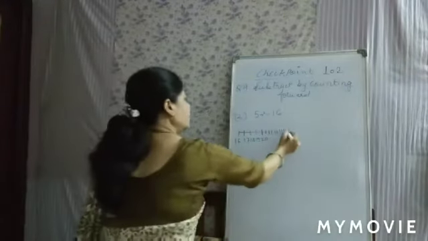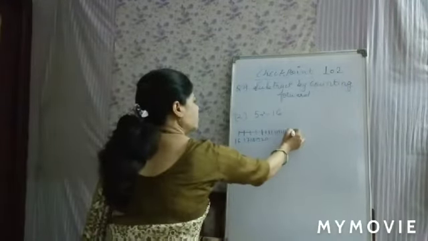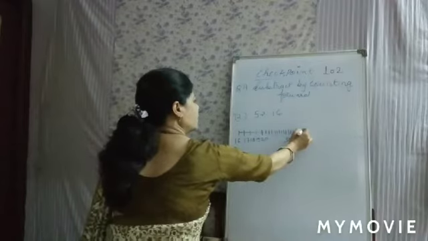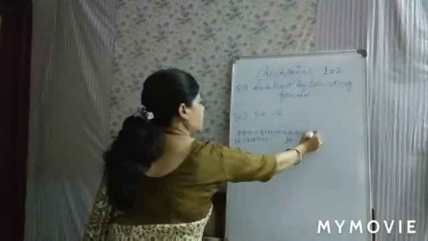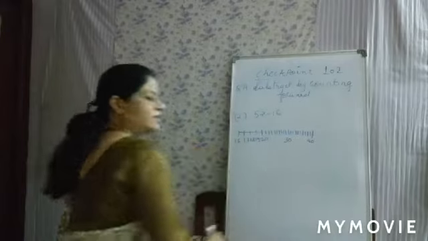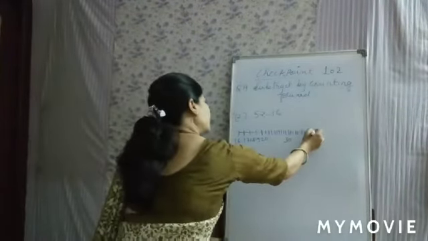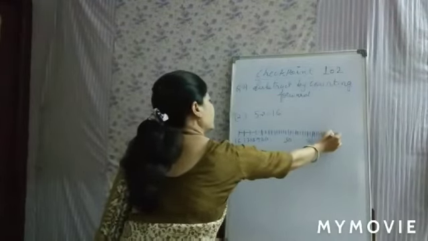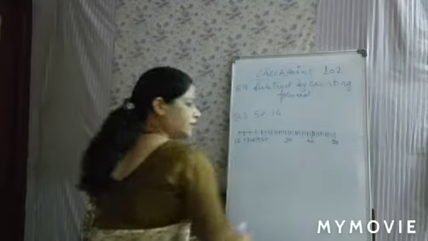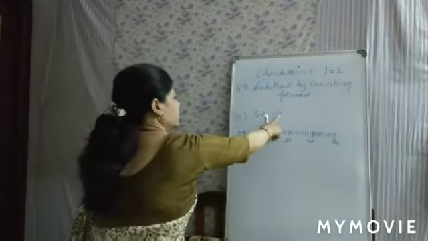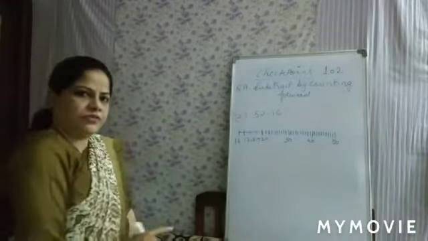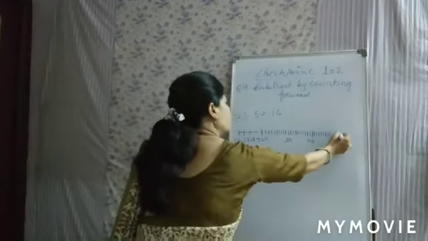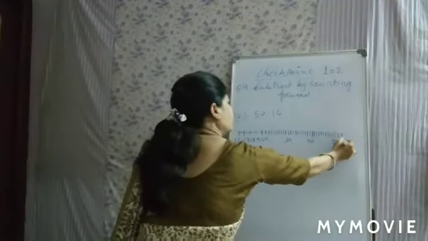Then after 30, you have to draw again 10 lines, and at the 10th line, you have to write 40. Then again you have to draw 10 lines, and you have to write 50. Since you have to subtract 16 from 52, after 50 you have to draw only 2 lines and write 52 here.